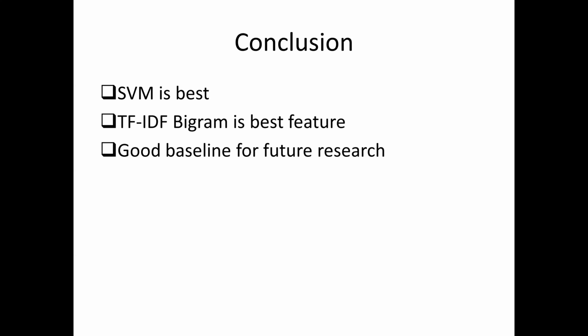In conclusion, support vector machine combined with TF-IDF bigram is the best solution in this study. This research gives strong starting points for future work. For future work, research can use larger datasets and deep learning methods to improve accuracy. Thank you for listening. Any questions? I'm ready to answer.